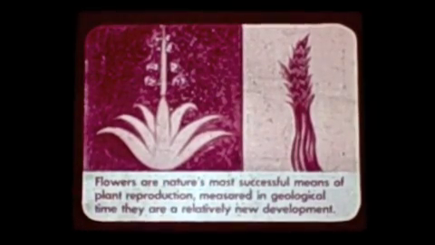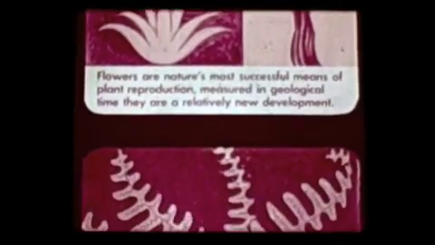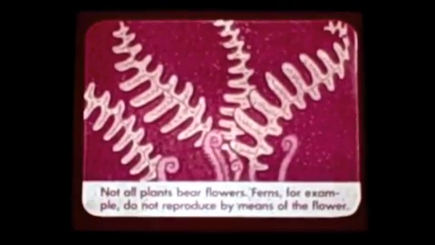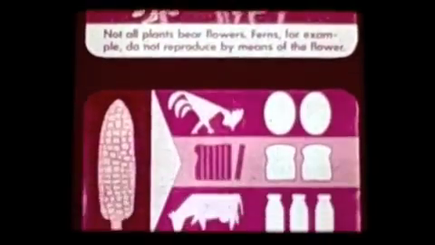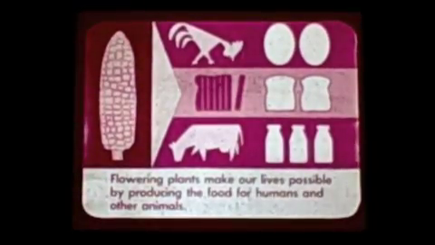Flowers are nature's most successful means of plant reproduction. Measured in geological time, they are a relatively new development. Not all plants bear flowers. Ferns, for example, do not reproduce by means of the flower. Flowering plants make our lives possible by producing food for humans and other animals.